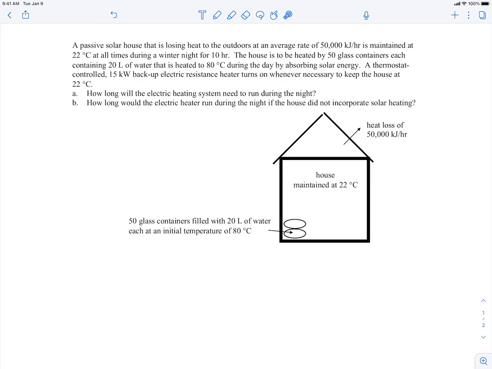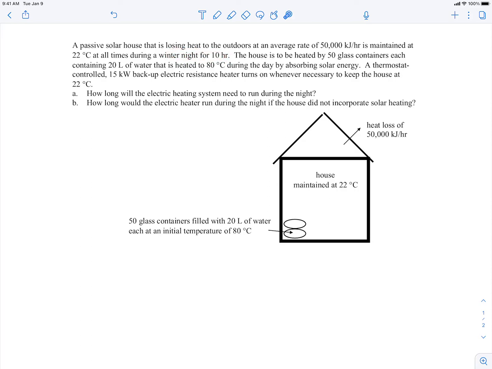So here I'm told I have a passive solar house that's losing heat to the outdoors at an average rate of 50,000 kilojoules per hour. So here's the heat transfer coming out. But the house is to be maintained at 22 degrees C during the whole winter night, which lasts 10 hours.